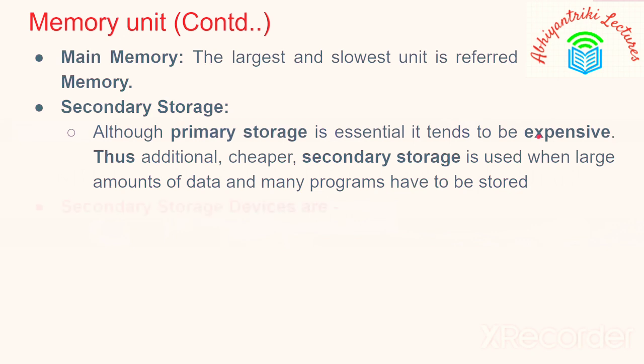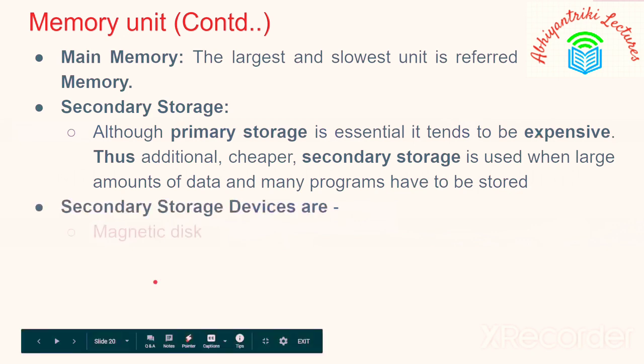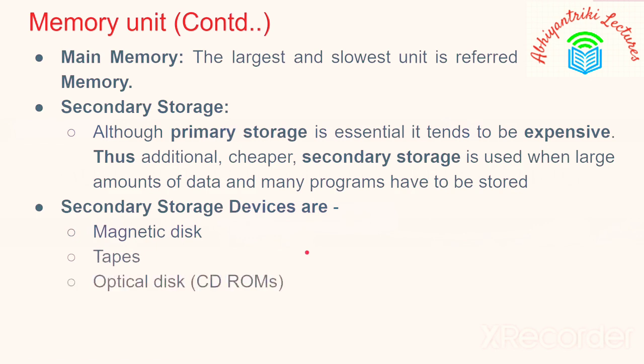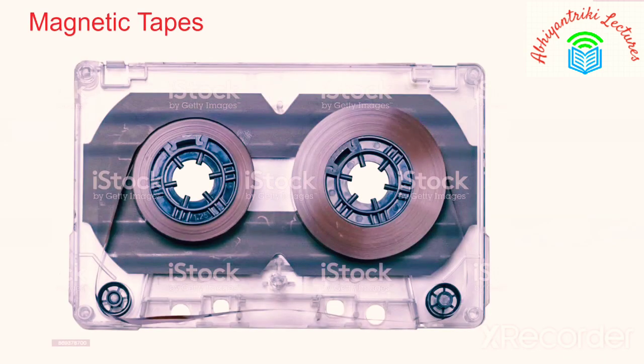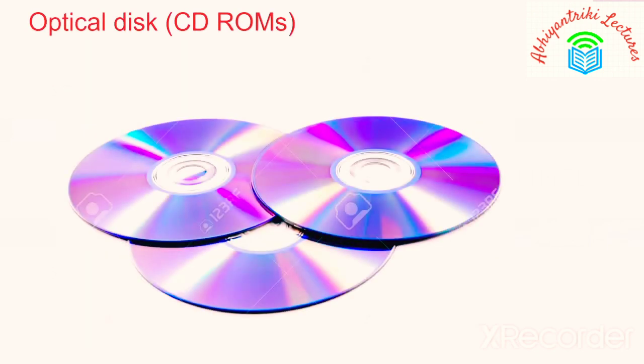Secondary storage devices are magnetic disks, magnetic tapes, and optical discs, that is CD-ROMs. This is the image of a magnetic disk, and this is the image of magnetic tapes. I think you have seen these. Optical discs are CDs, DVDs, and ROMs, where CD-ROM means read-only memory.